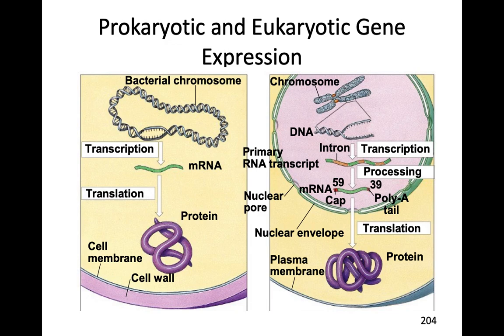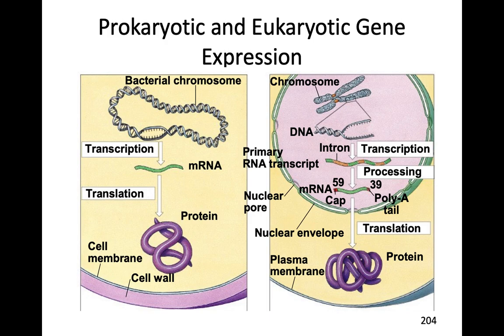Difference number 3 is that prokaryotes don't have a nucleus. Hopefully you already remembered that. Eukaryotes do have a nucleus. So what that means is that transcription and translation are coupled in prokaryotes. Nothing's got to travel in and out of a nucleus. And then in eukaryotes, you got transcription happening in the nucleus, and the mRNA is transported to the cytoplasm for translation, as you can see here in this picture. So that's difference number 3.